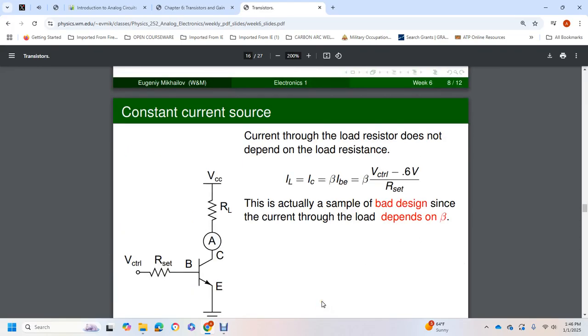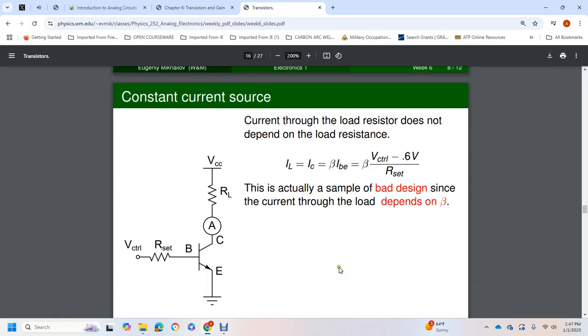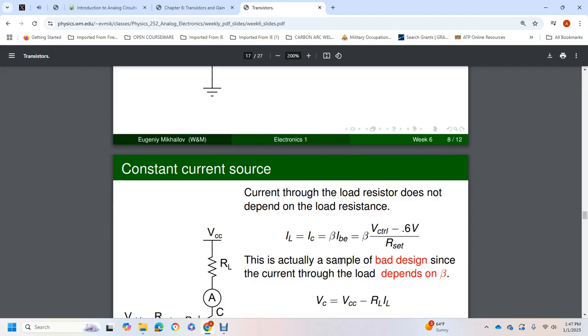Current through the load resistor does not depend on load resistance. In the actual sample of the bad design, the current through the load depends on beta. Current through the load resistor depends on load resistance. In the actual sample of the bad design, the current through the load depends on beta.